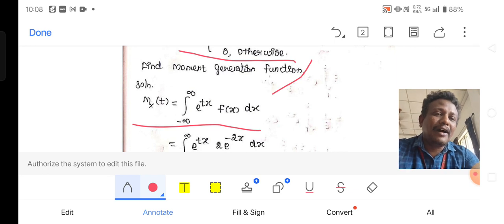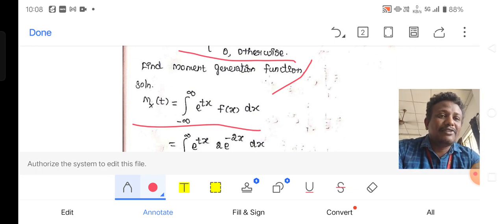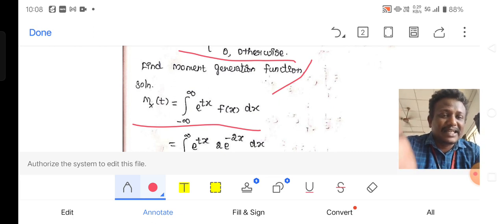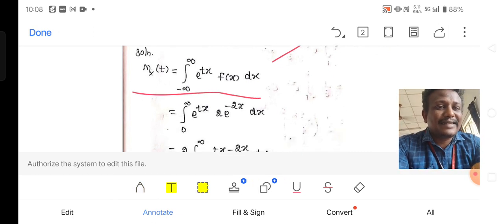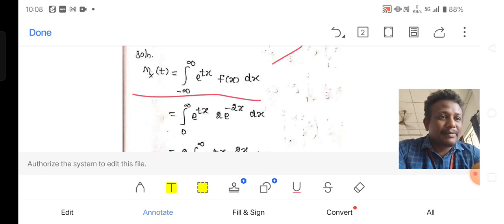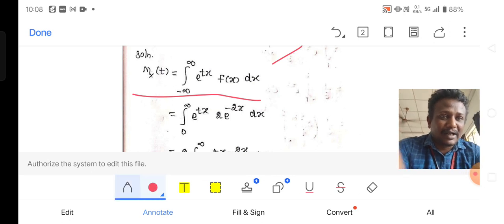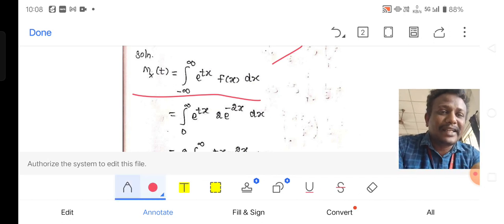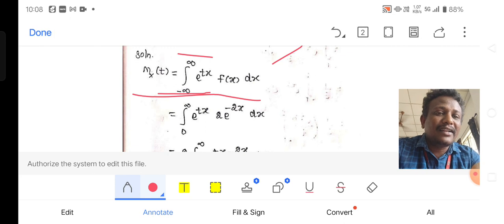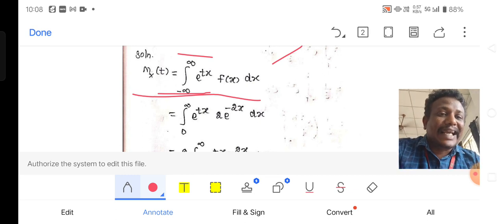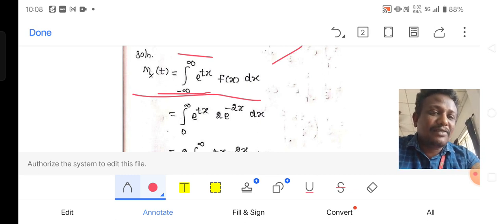Now in this formula you have to write the information given in the question that you have to replace in the formula. That is your first step. First the limit will be given, then f of x will be given. All those things you have to write in your formula. In the general formula the limit is minus to plus infinity. In our formula we have to fix the limit given in the problem. Here x is greater than 0, that means x goes from 0 to infinity. So this is the first step.